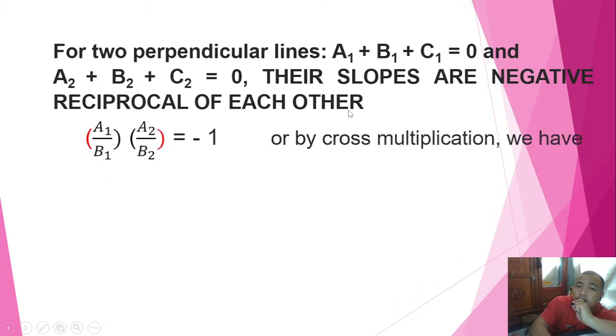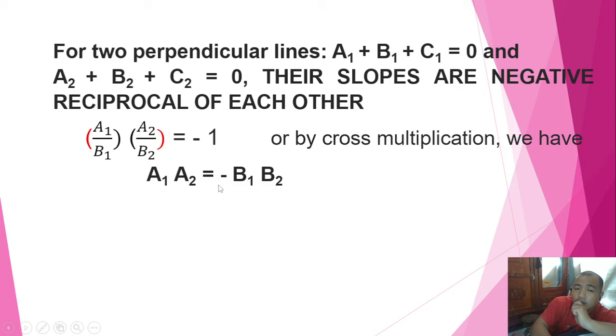So when perpendicular, their slopes are negative reciprocals of each other, or the product of their slopes is negative 1. So what is the slope of line 1? We have negative a sub 1 over b sub 1. What is the slope of line 2? Negative a sub 2 over b sub 2. Since they are both negative, the product becomes positive, equals negative 1. The b sub 1, b sub 2 will be multiplied to negative 1.